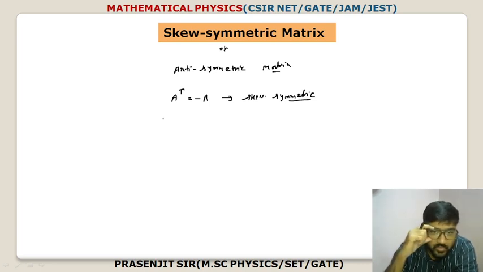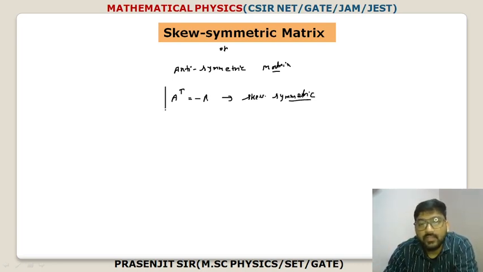Okay, so A transpose is equal to minus A is the definition of a skew symmetric matrix.